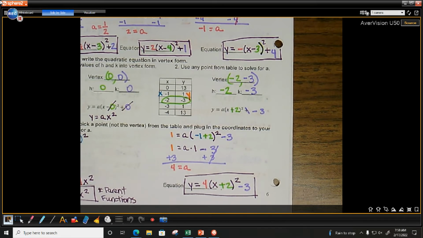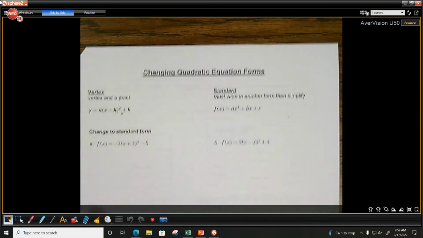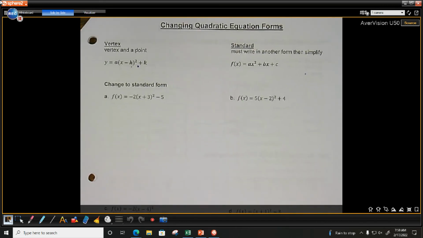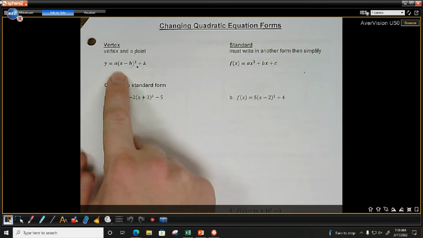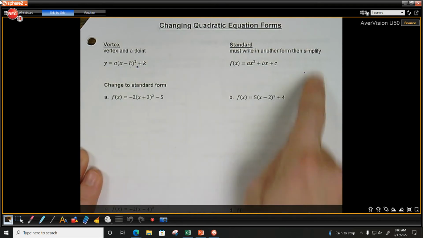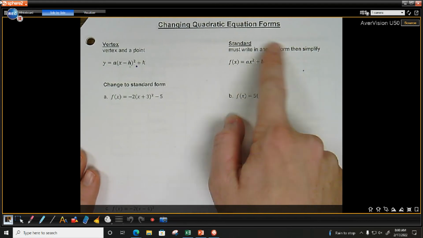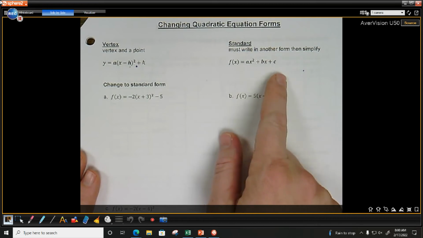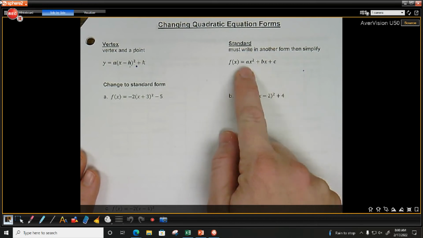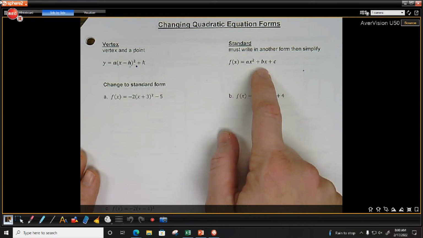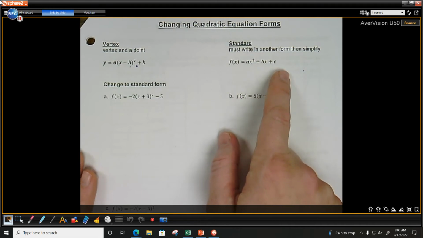Okay. Now we are going to have our equations in vertex form, and we are going to convert them to standard form. So we were just working with this form. Y equals a times x minus h squared plus k. Standard form, y equals ax squared plus bx plus c. We've seen this a lot last unit whenever we were factoring, right? A is your coefficient of x squared, b is your coefficient of x, and c is your constant. These two are equivalent to each other. They're just different forms.